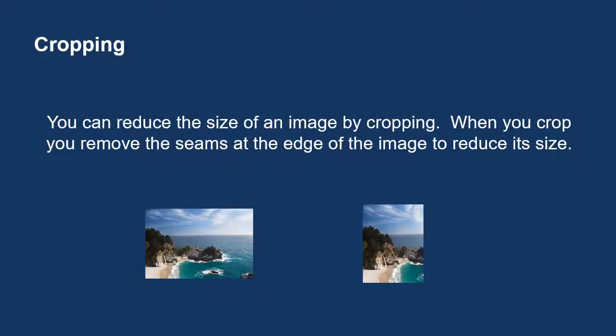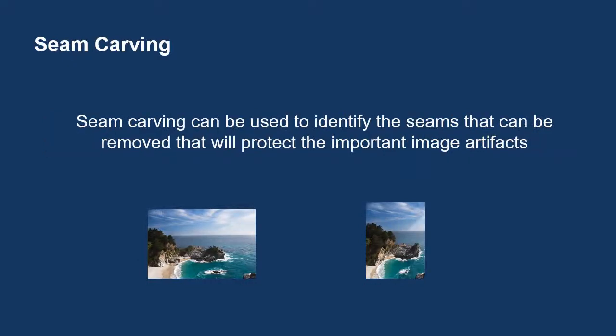So normally you just crop an image and you can reduce the size of this image by cropping. When you crop, you remove the seams of the edge of an image to reduce its size. So the photo at the left is the original and the photo at the right is just removing rows on the right side of the image.